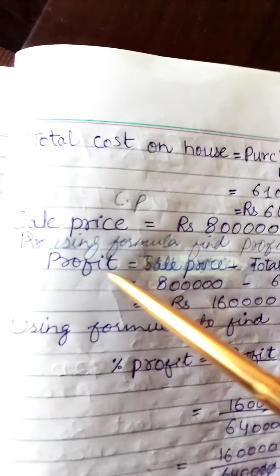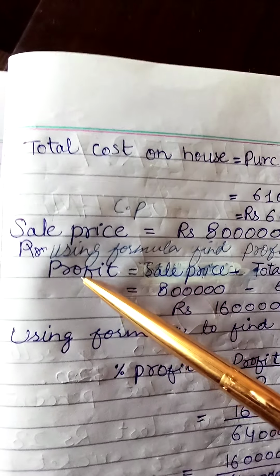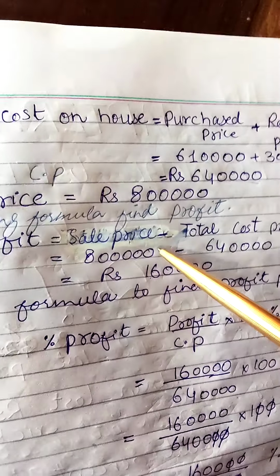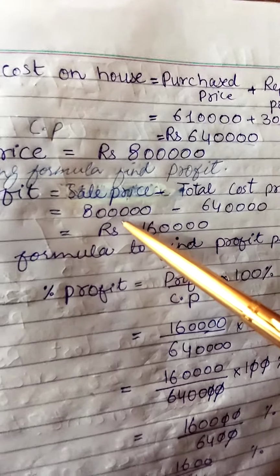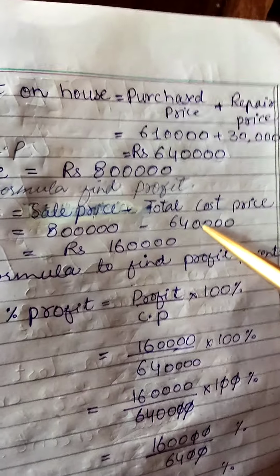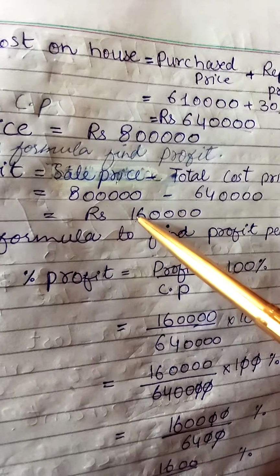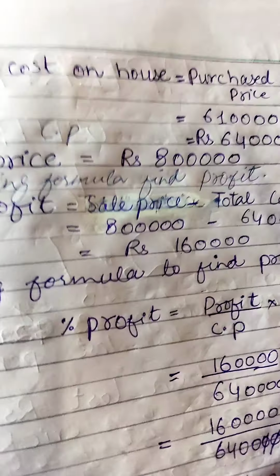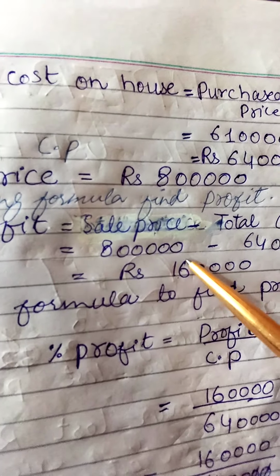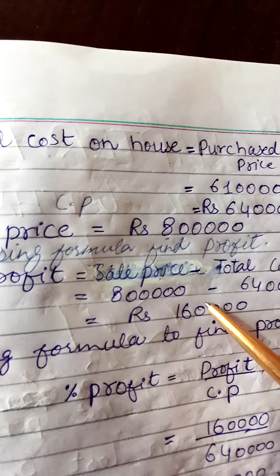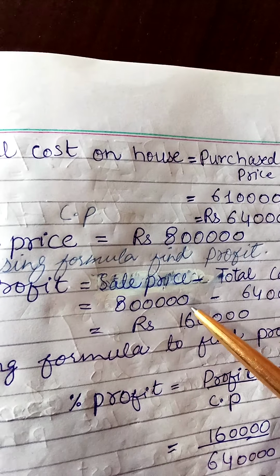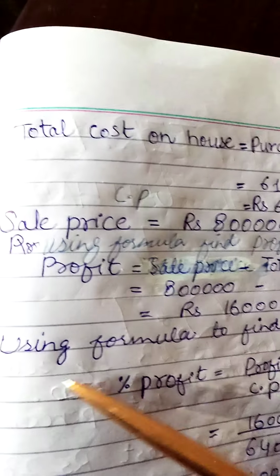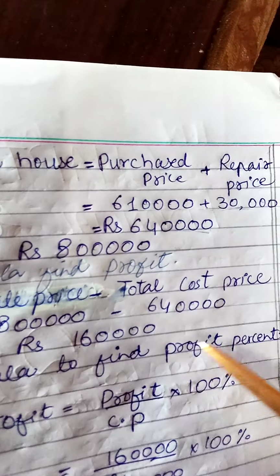Now we were finding the profit using the formula. Profit is sale price minus total cost price. Sale price is 8 lakh. Total cost price is 6 lakh 40,000. Subtract and it gives us 1 lakh 60,000. It means that he got a profit of 1 lakh 60,000. Now we have all the values. We have the value of profit, we have the value of cost price. We can find percentage profit using the formula to find profit percent.